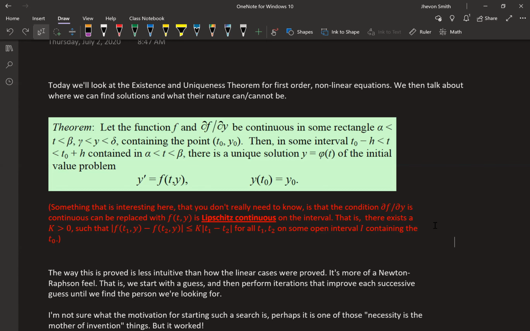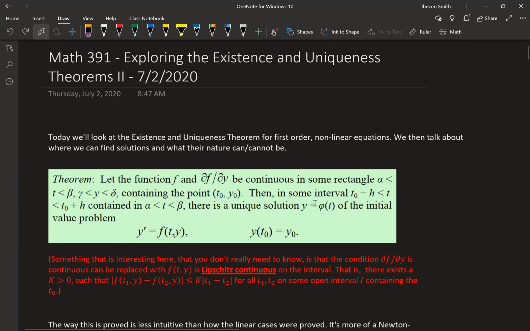You need this in the nth order linear case, you need all the coefficients to be continuous on the interval. In the first order nonlinear case, you need the original function and its partial derivative with respect to y to be continuous on the region that contains the point. Sure, the theorem here says some rectangle, but it can work for general regions.